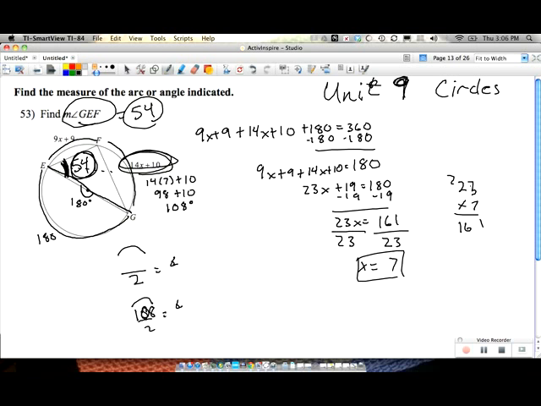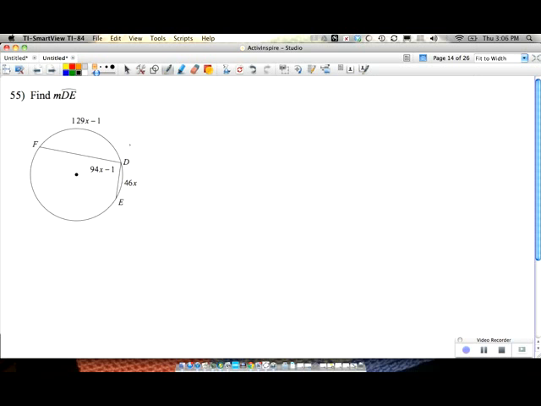Let's try another one. Number 55 here. Okay, let's see what's going on. I got this angle. Then I got these two arcs. Well, if I were to multiply this angle by 2, that would give me this arc FE right here. So I know that 94x minus 1 times 2 equals that arc. And then if I add all 3 of those arcs together, that's going to give me a full circle.